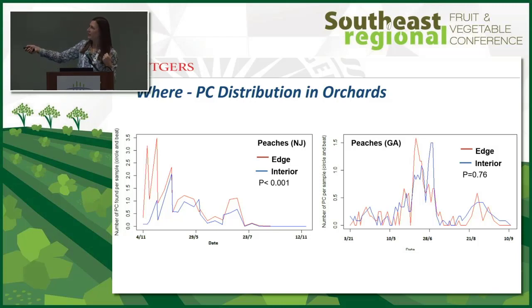But now in Georgia, there's no edge effect here. There's no difference between the edge of the orchard and the interior of the orchard throughout the season. And it's not significantly different at all. So there's no edge effect in Georgia, which means that they're probably overwintering inside the orchard more so than outside of the orchard.